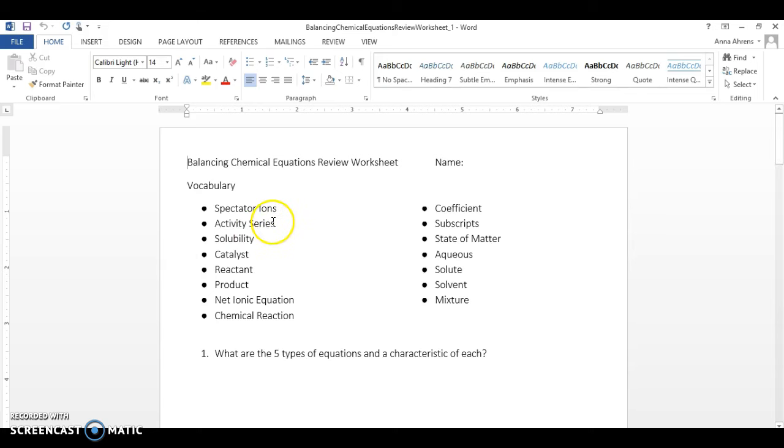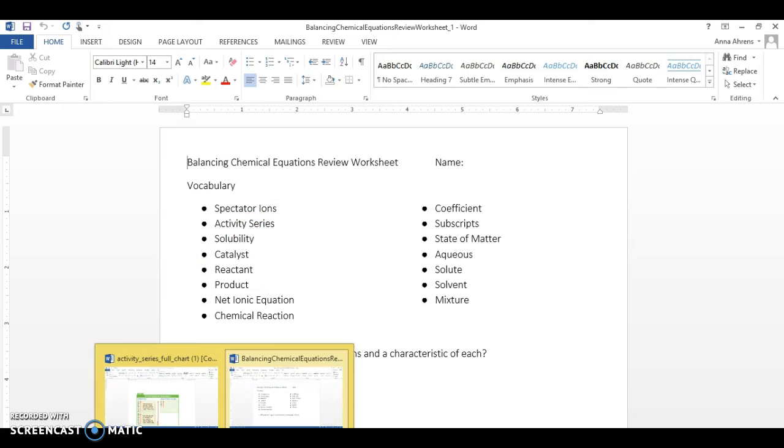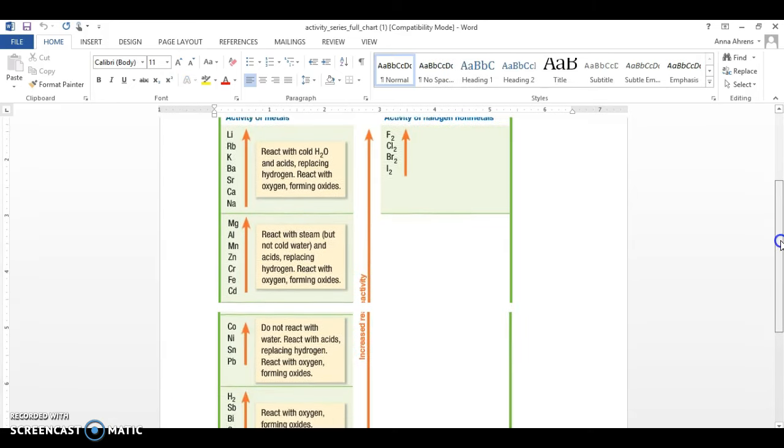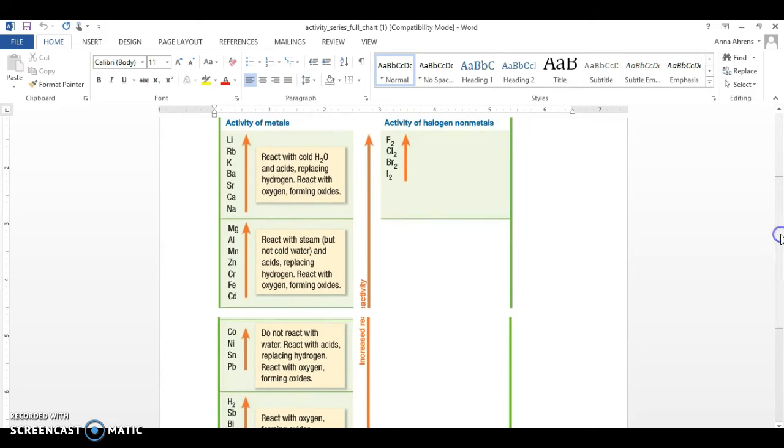Okay, then we have our activity series. We use these in single replacement reactions. Here's an example of the one that we printed out for you. Remember that if it is above whatever it's trying to replace, it will replace it. If it's below it, it will not. The reaction will not happen.